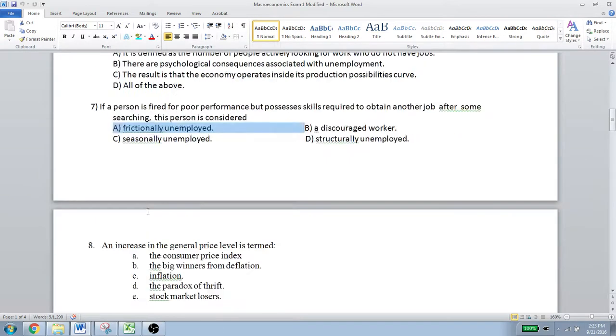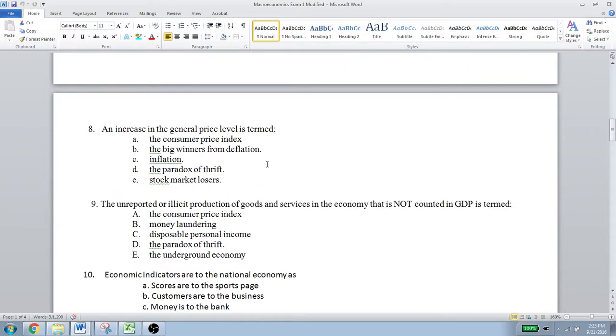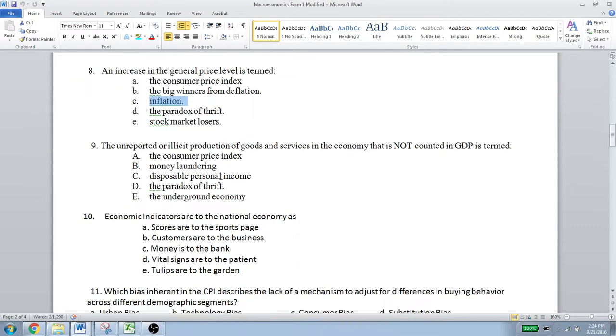Question 7, if a person is fired for poor performance but possesses skills required to obtain another job after some searching, they are frictionally unemployed. A. Next one. An increase in the general price level is the very definition of inflation. There are also other ways to think about inflation. You should take note of them. They include things like the government prints too much money, too many dollars chasing too few goods, an average increase in the price level, and things along that line. For instance, devaluation of the currency.